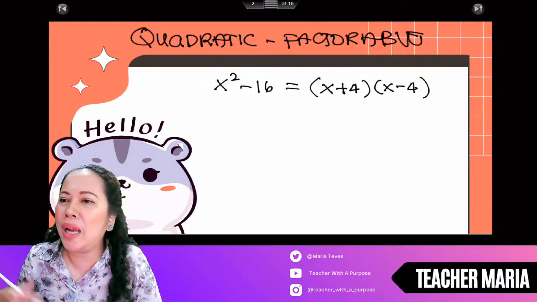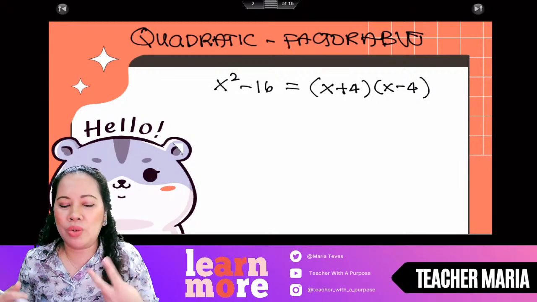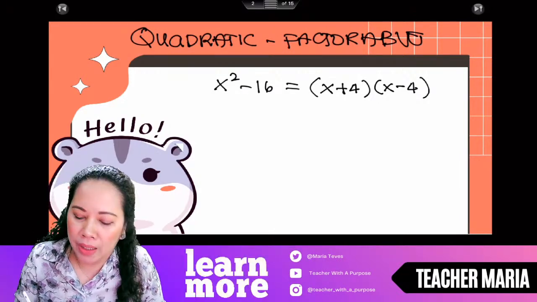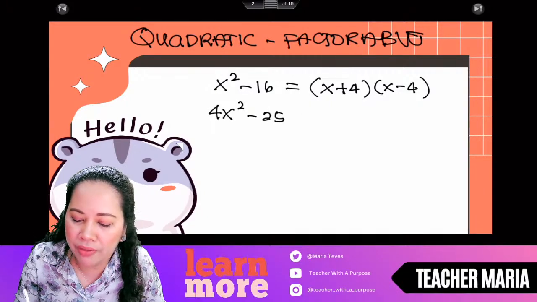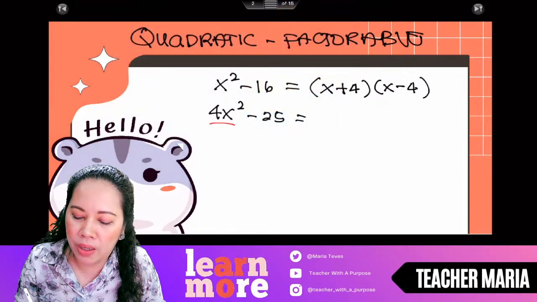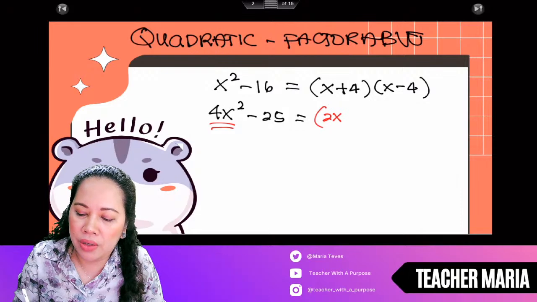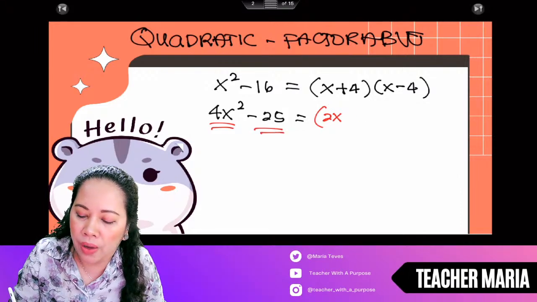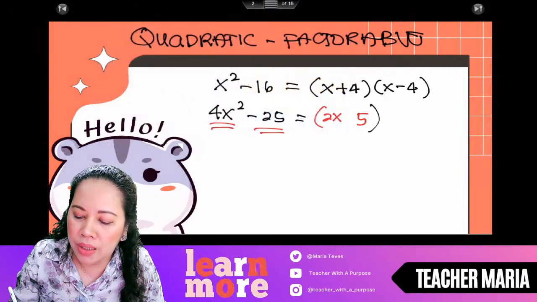Okay, this is quite easy because it's only the difference of 2 squares. So if you have 4x squared minus 25, you just need to find the roots of 4x squared, which is 2x, and of 25, which is 5. All right, so all you need to do is 2x plus 5 and 2x minus 5.